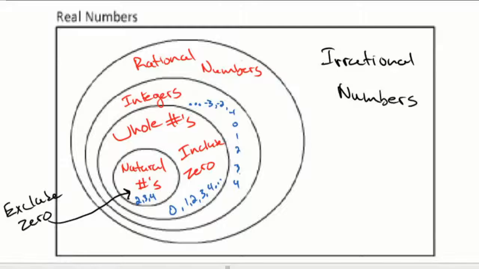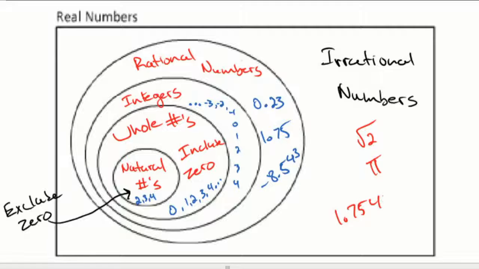And then anything that doesn't fit in there, we have like 0.23, 1.75, negative 8.543. Those all work. And then irrational numbers, these are going to be things like square root of 2, or pi, or 1.754392, continuing on forever.